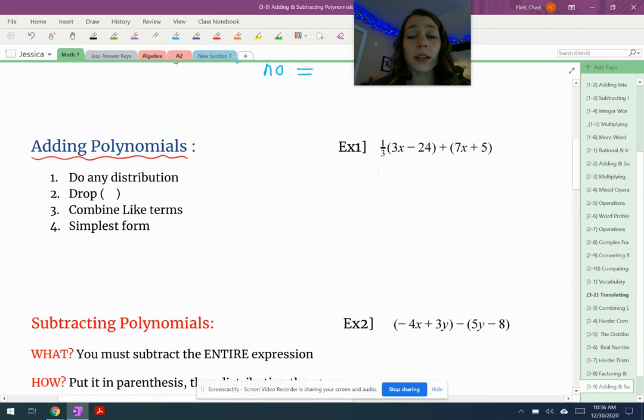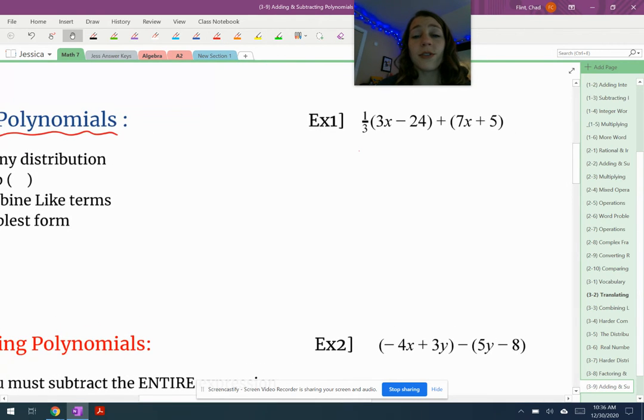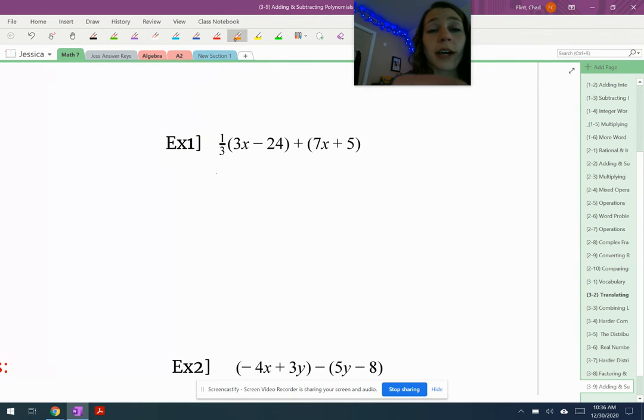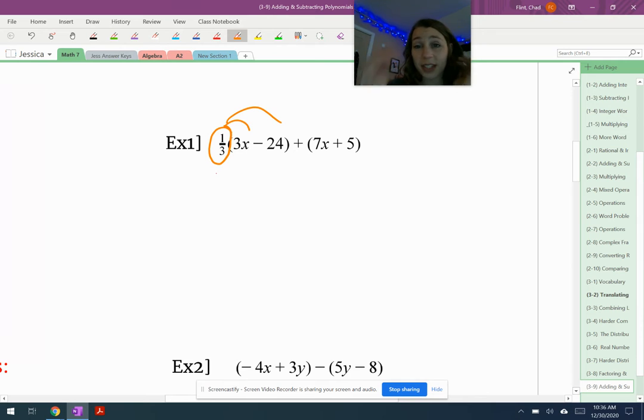So if we take a look at this first example here, I can see that I do have a 1/3 on the outside of the parentheses that needs to be distributed or multiplied to both pieces inside that first parentheses. So I'm dealing with a fraction, which means I immediately want to take my numbers in the parentheses and turn them into fractions by putting a 1 underneath them.